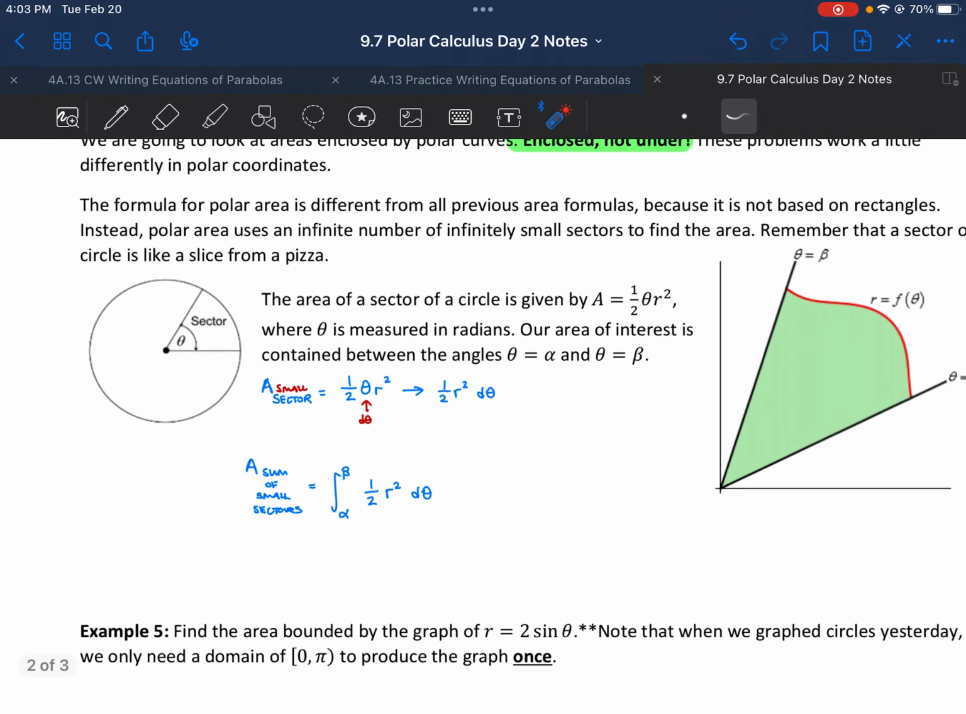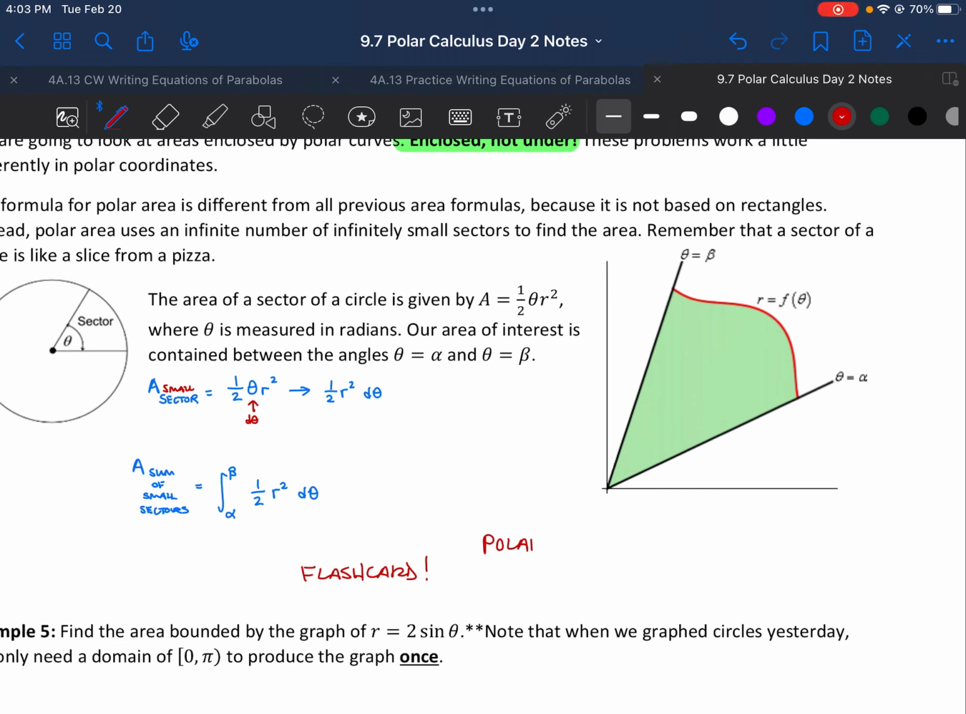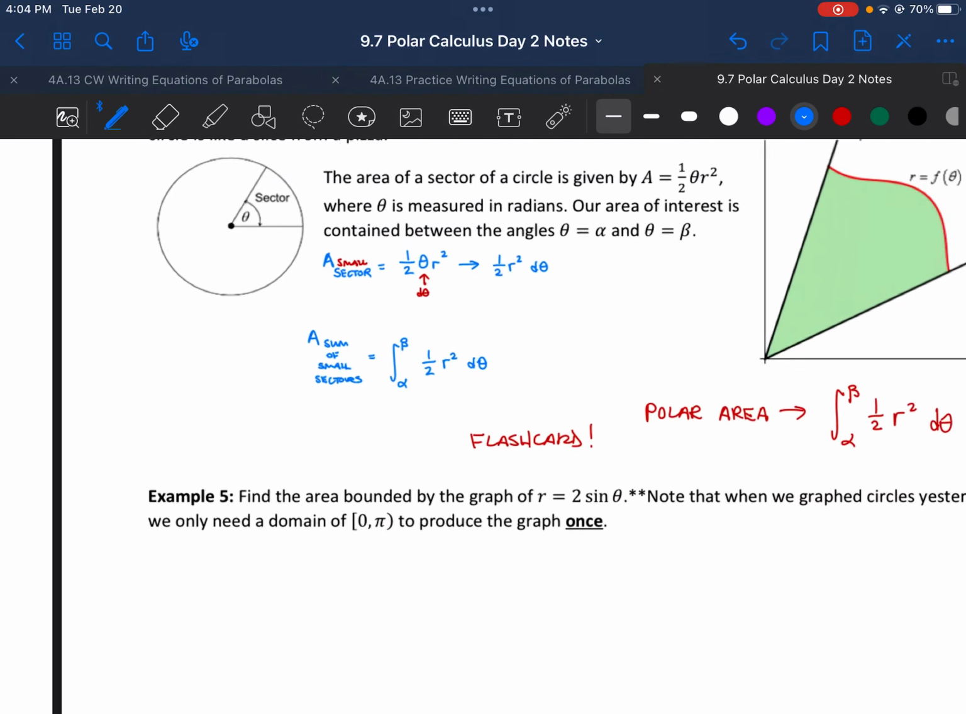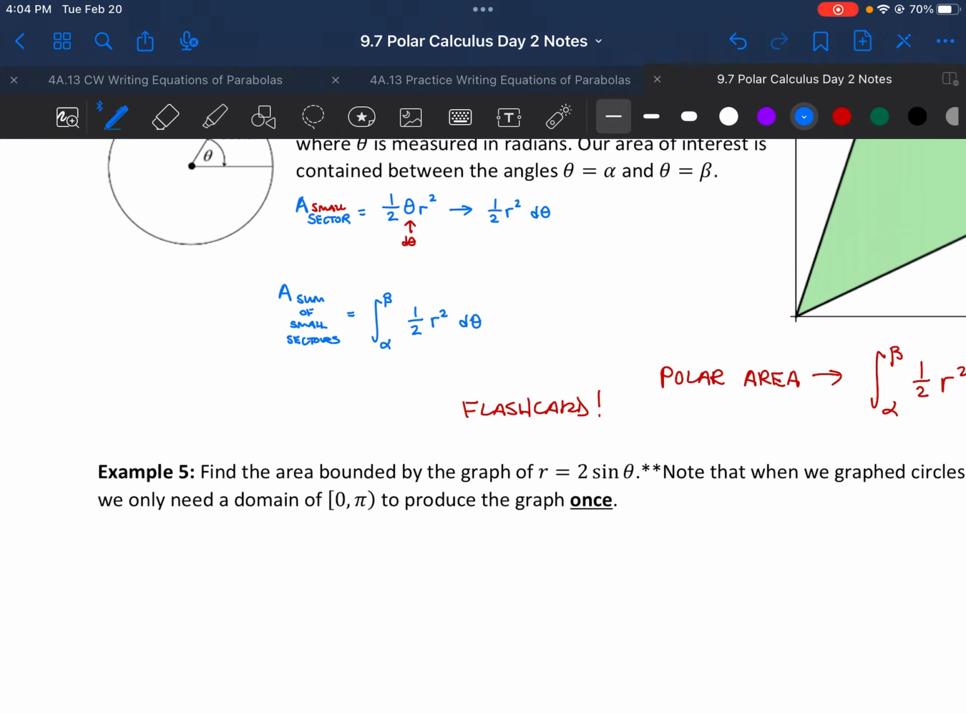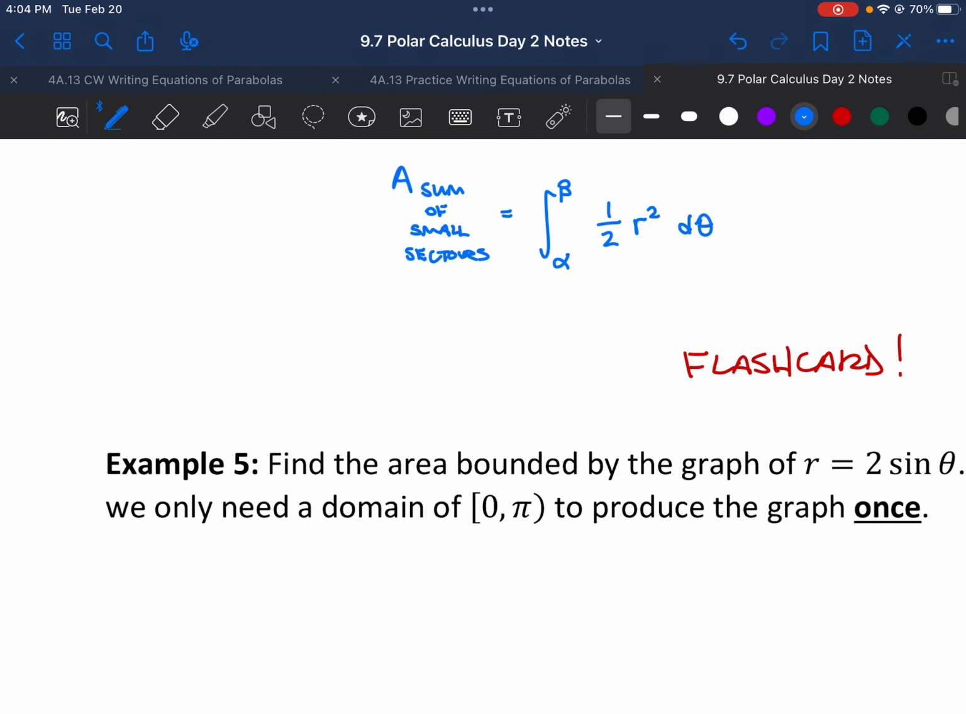This, I would go ahead and make another flashcard. So polar area, we use the integral from alpha to beta of 1/2 r squared d theta. All right, that's going to be another flashcard. So let's try a problem. And for almost the rest of the problems, we're going to make the majority of them calculator active. Let's go ahead and make example 5 calculator active.